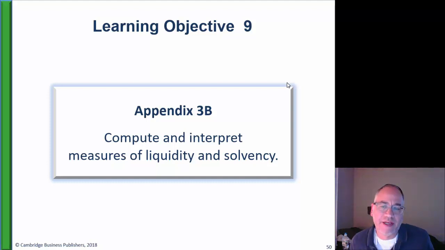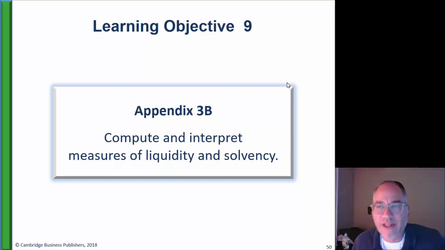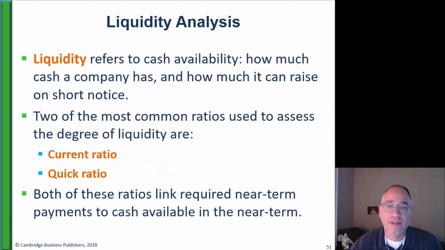I skipped Appendix 3A, but I decided to cover Appendix 3B because I don't think you could teach financial statement analysis without covering these topics. I'm a little surprised that they're in an appendix. They're in an appendix because we're not going to use them very much, but they're still really important. So you want to understand these and be familiar with these. I think pretty much anyone in accounting or finance should be intimately familiar with these ratios. So I don't know why they're in an appendix. Anyway, let's talk about them.